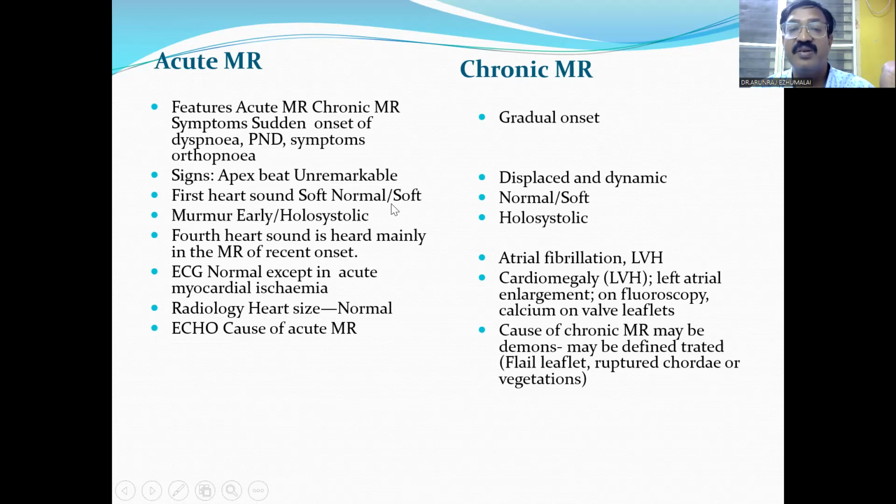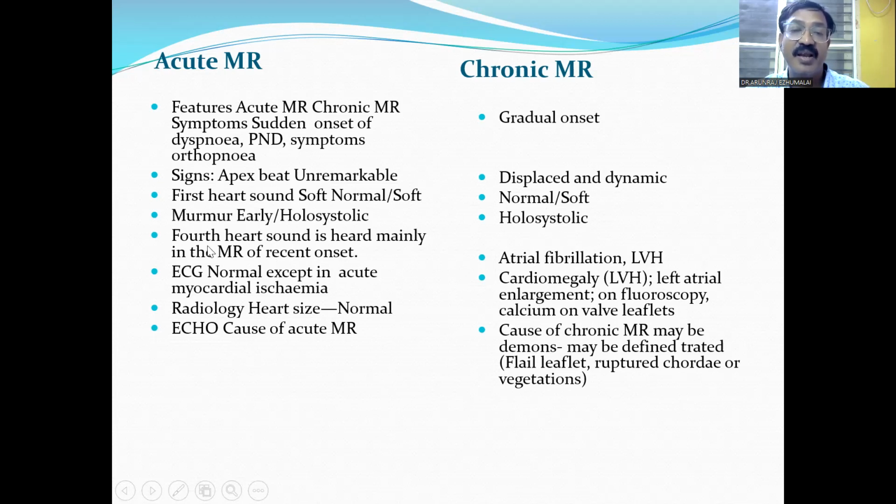First of all, S1 soft, normal. Here also it will be normal or soft. Murmur in chronic MR will be holosystolic. But here, it will be decrescendo, it will last only early systolic or just mid systolic. It won't be holosystolic. It may be that, but mostly it will be early or mid systolic. But here definitely it will be holosystolic.